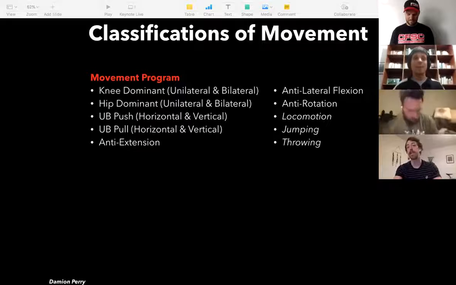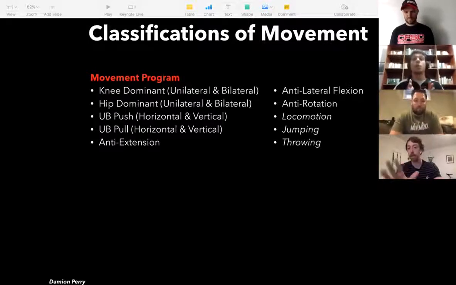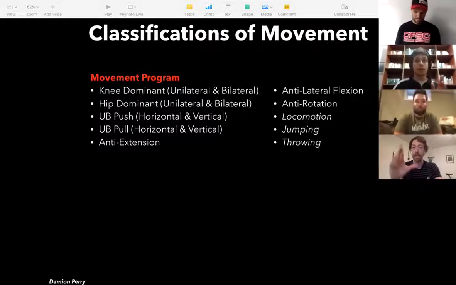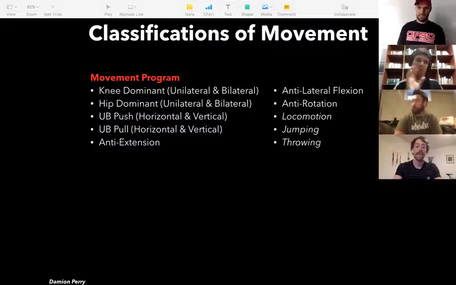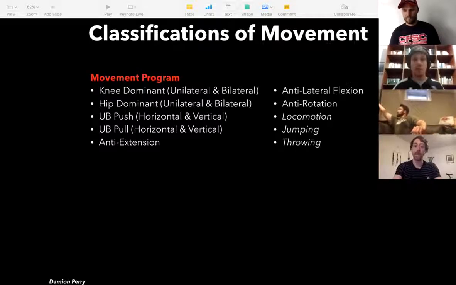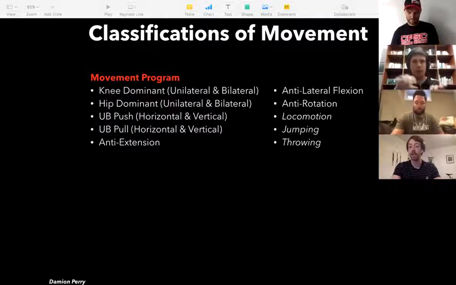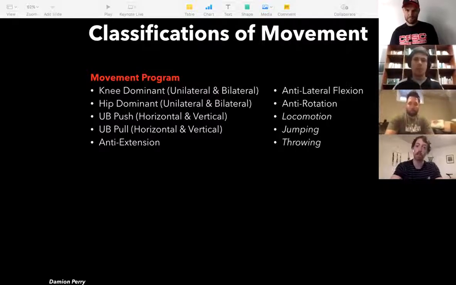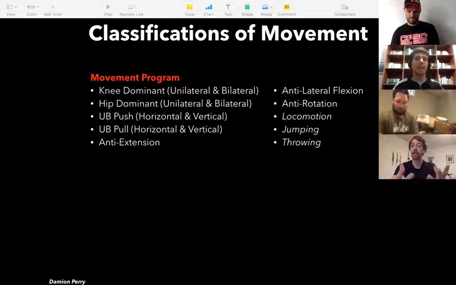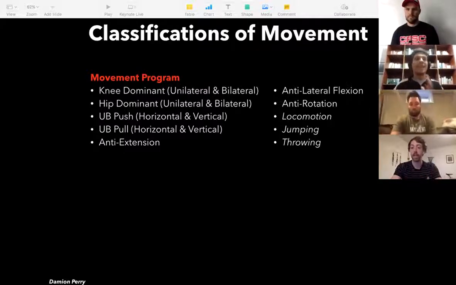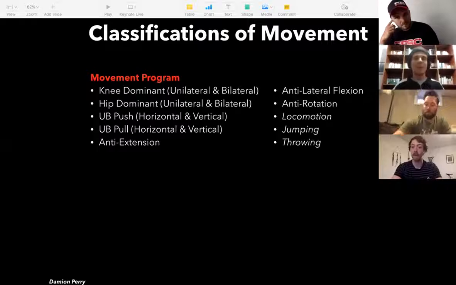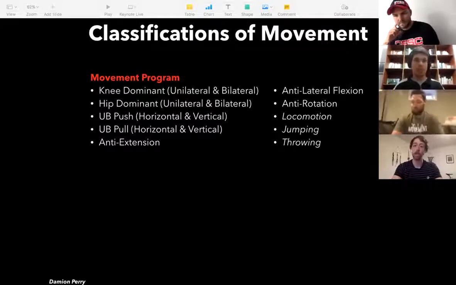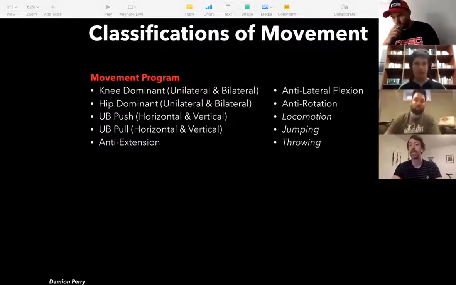Anti-extension, anti-lateral flexion, anti-rotation. Those movements are starting to get into the frontal plane on the anti-lateral flexions, and then anti-rotation, obviously that's going to be transverse stuff. Anti-extension obviously being kind of more sagittal plane. So we have this segue of activities that start to fit into certain buckets. And then I have locomotion, jumping, and throwing in italics over there because they're sort of special unicorns in that they combine a lot of different stuff. Going for a run is not going to be as easy as I flex and extend for 45 minutes and then I go home. There's going to be a lot of transfer of force and using different planes of motion. Same thing with jumping and throwing.